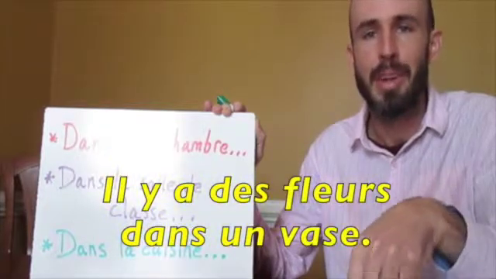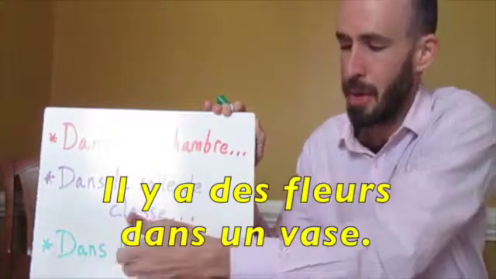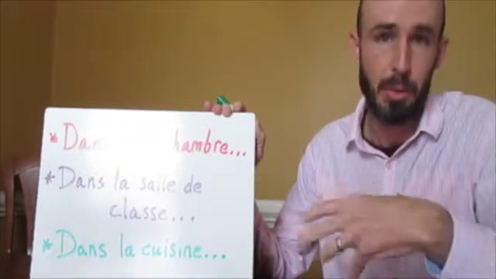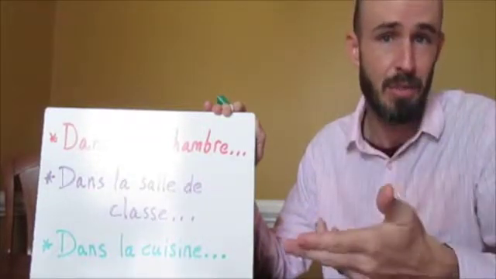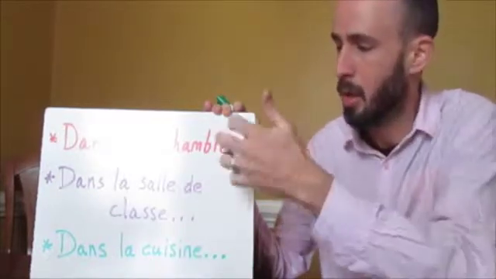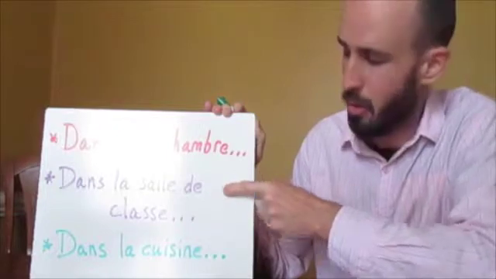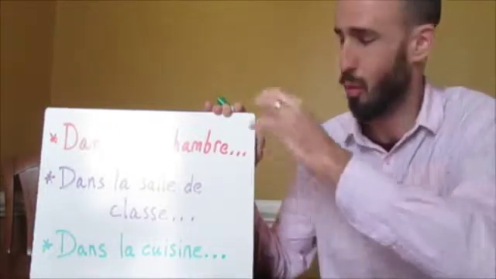il y a des fleurs dans un vase. There, if you have a vowel come after, you can pronounce the S and leave it alone. Otherwise, it's silent. For example, il y a des fleurs dans un vase. Otherwise, don't pronounce the S. Dans ma chambre, dans la salle de classe, dans la cuisine, and so forth.